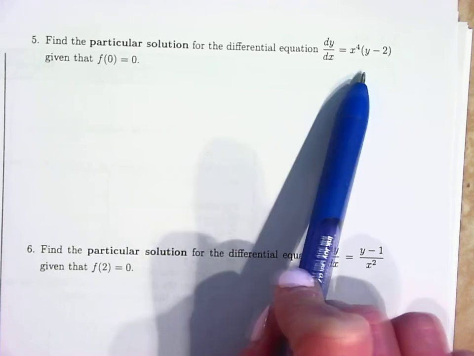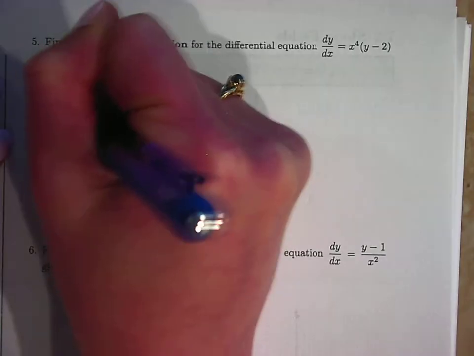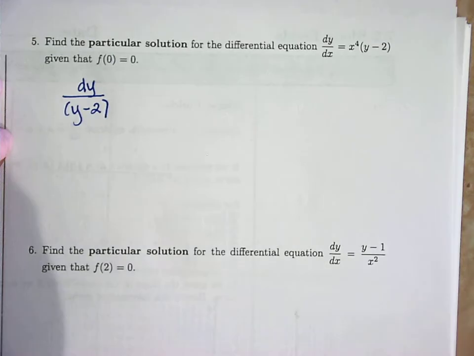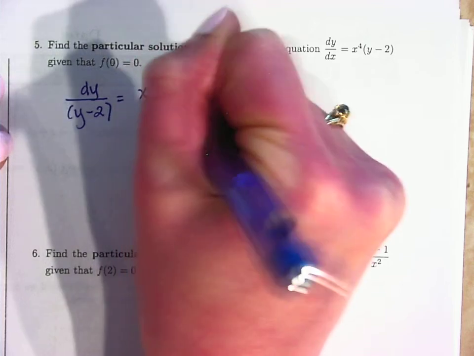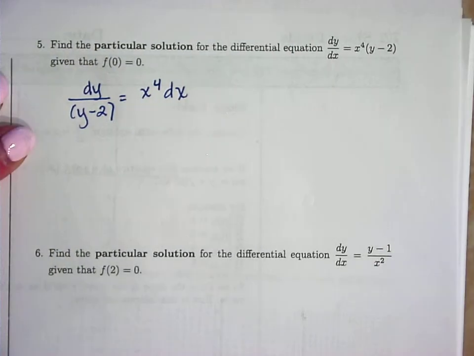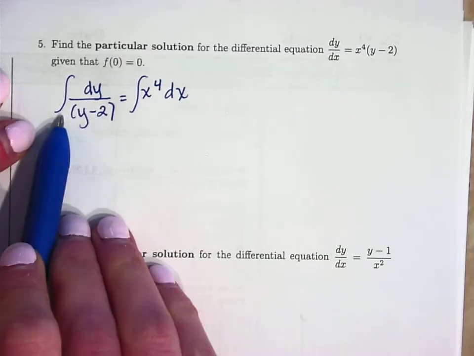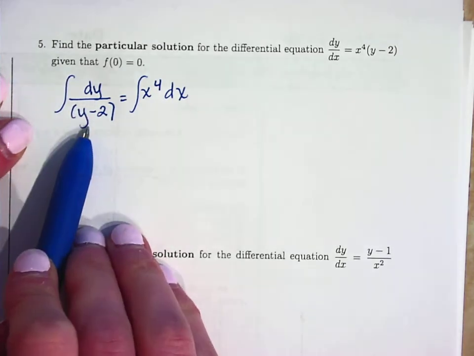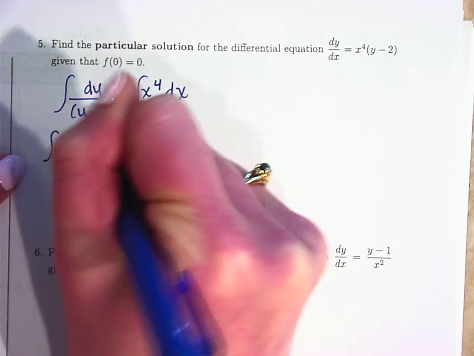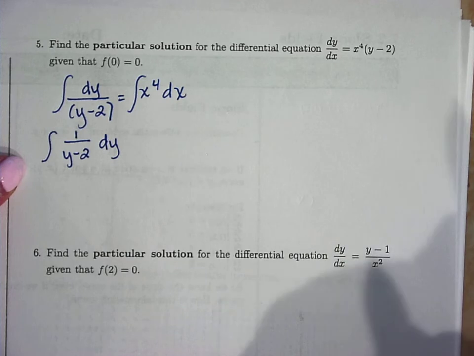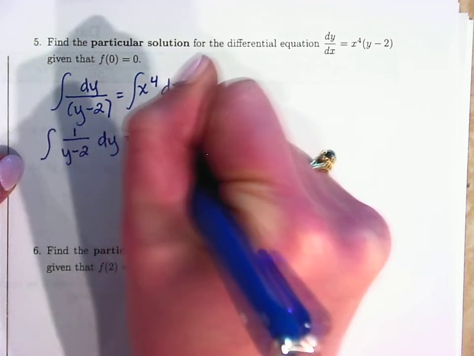This is a separable equation, so if I separate the variables, I get dy divided by y minus 2 equals x to the 4th dx. Okay. So I have separated the variables. Now I'm going to integrate both sides. When I integrate dy over y minus 2, you can also think of this as the integral of 1 over y minus 2 dy. So take the antiderivative of 1 over y minus 2 with respect to y, if that is a little easier to see.